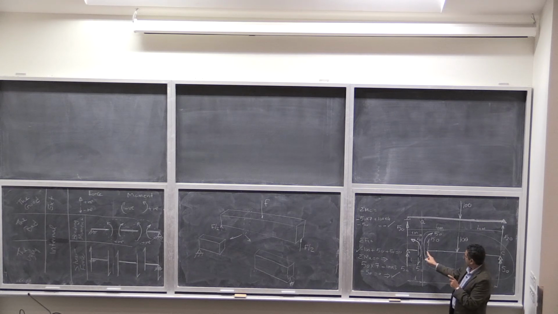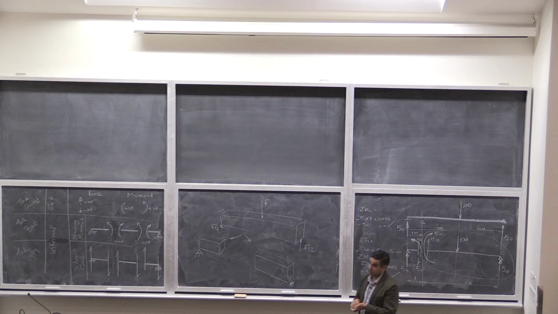Positive. Are you saying this 50 is positive or this 50 is positive? If this is positive, this must be negative. That's a problem. Okay? And this is where the confusion is.